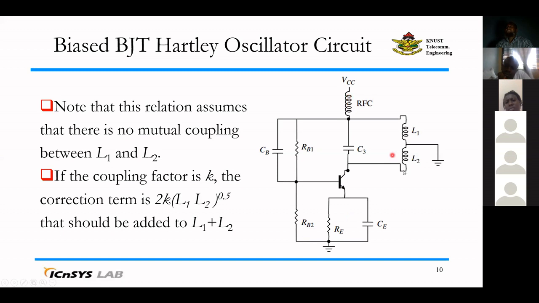RF choke such that whatever RF is fed back into the circuit will not pass through the biasing path, because if this one was not there, it could actually come and then you'll be using the RF to bias the transistor and it will not work well at its quiescent point. So then you need an RF choke such that any RF signal that will come here will see what? An open circuit, because the RF signal has a high frequency.